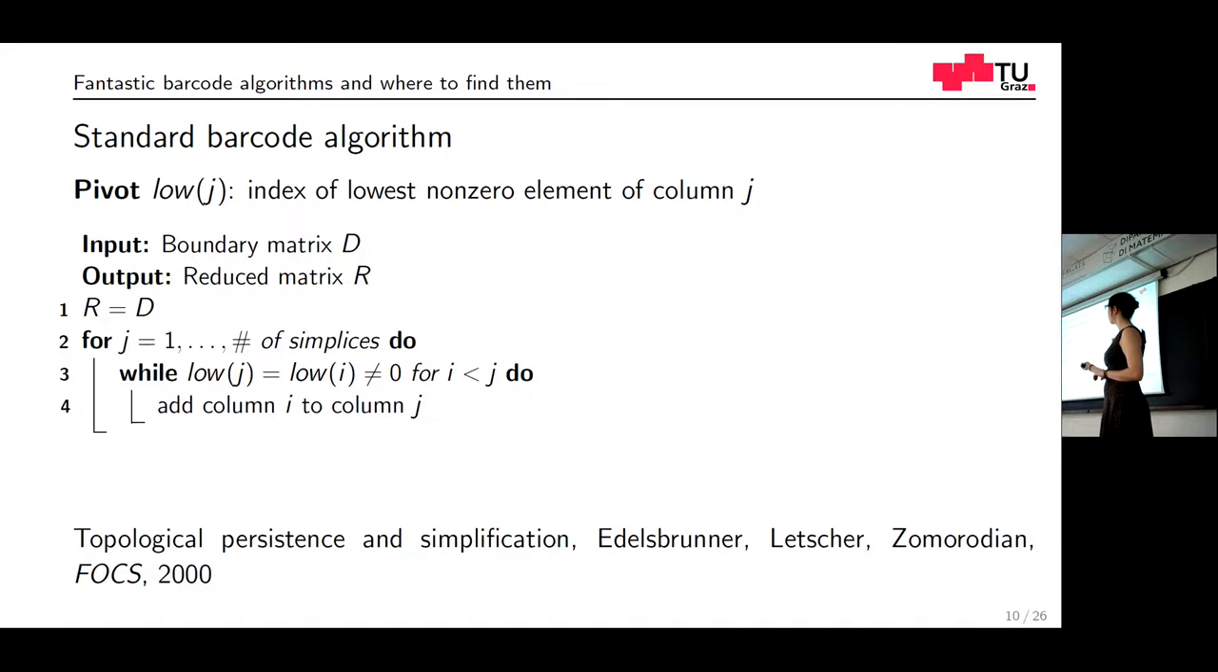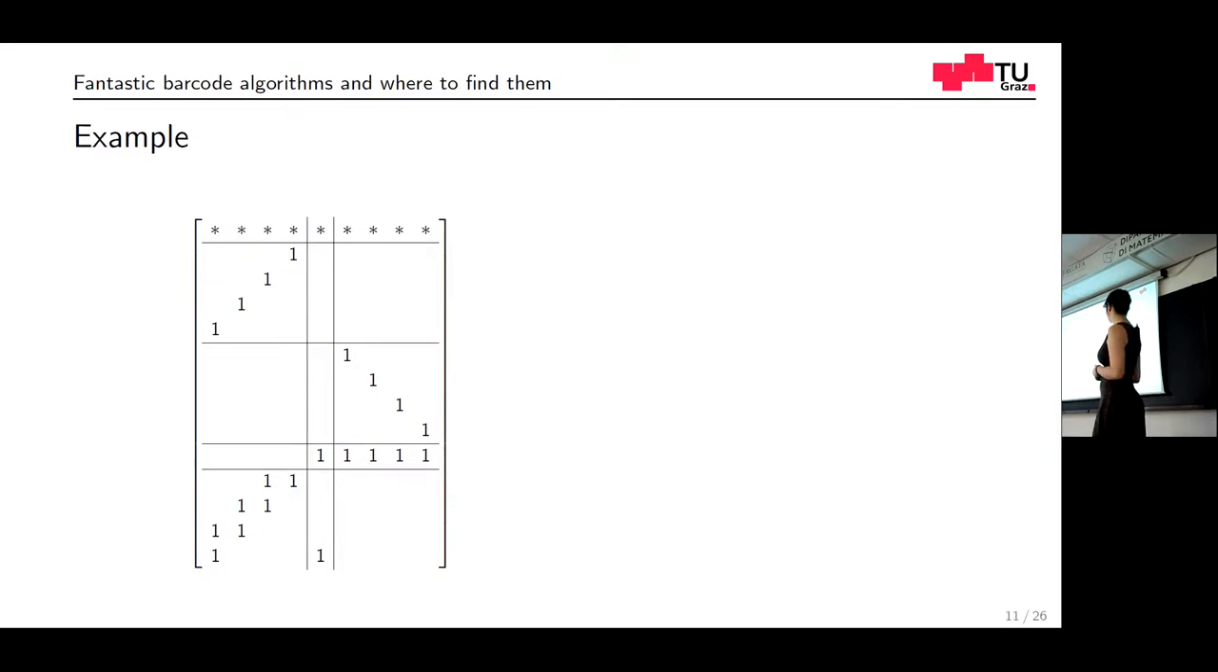Okay, and then I run over the columns, from the very first column to the last one, and I check if the index of the lowest element in that column was already there in the matrix, because low is the index of the lowest non-zero element. If so, then I add the column. Okay, and I keep doing it until I exhaust it. So let's understand it with an example.